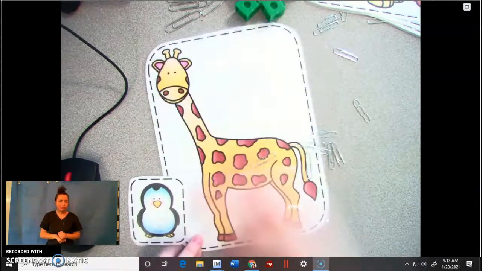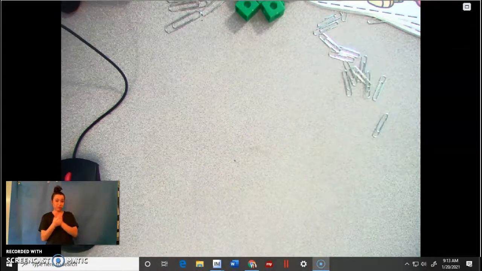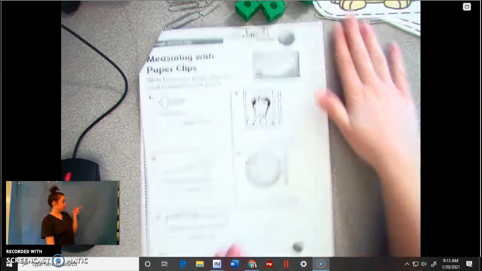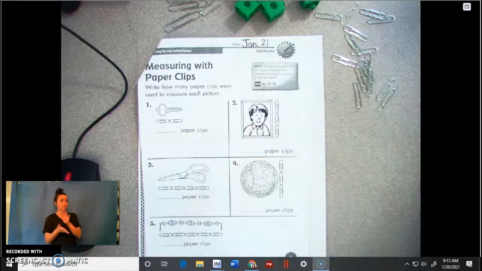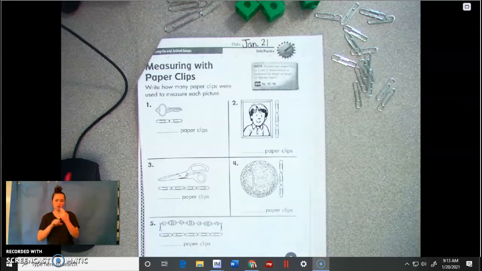Alrighty. Now you're going to need to get out your packet with your page that looks like this. If you need a second, pause the video and go ahead and grab it out of your green folder. Alright. The instructions say to measure with paper clips. So they have pictures for you, and they have paper clips already put underneath. That way you don't have to worry about measuring them by yourself.